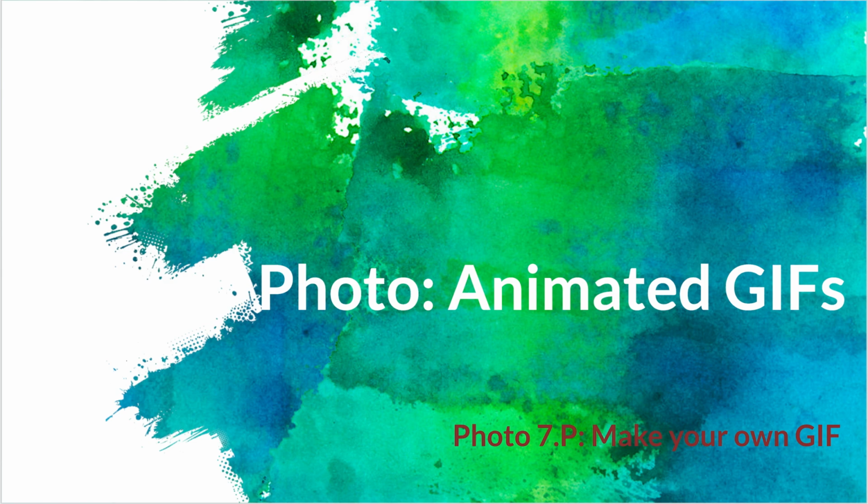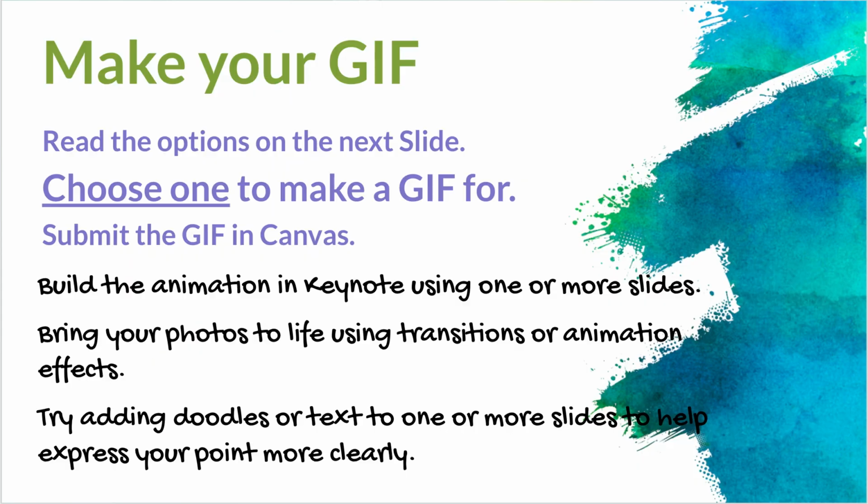Okay, Unit 3 project. We are going to be making animated GIFs, which you have been doing for most of this unit. So I want to show you your project requirements. You're going to be making your own GIF. On the next slide, you're going to see some options. You have to choose one of these options to make a GIF for. You're going to submit it in Canvas.